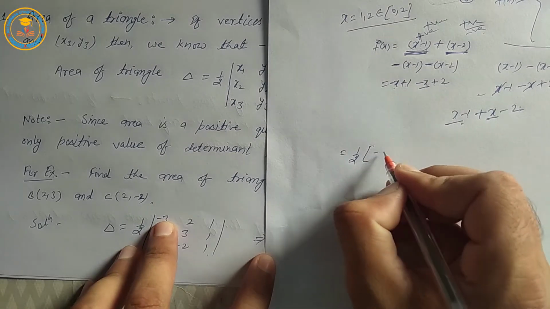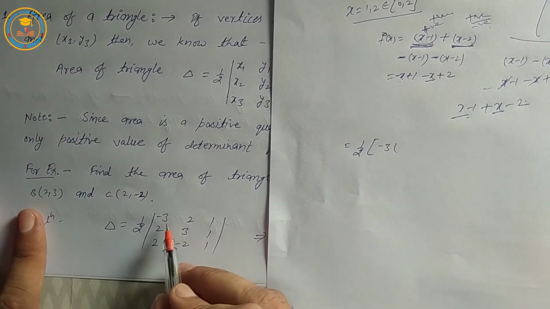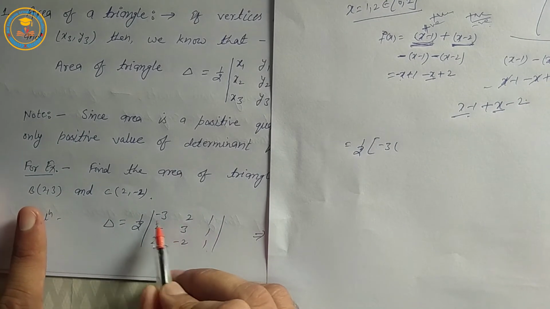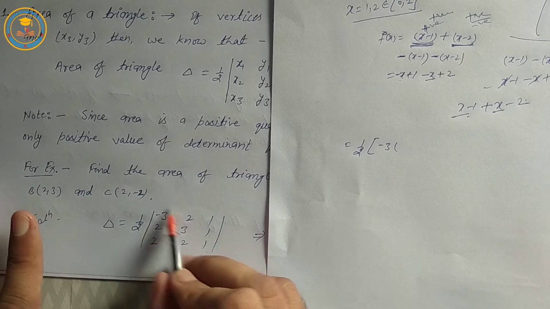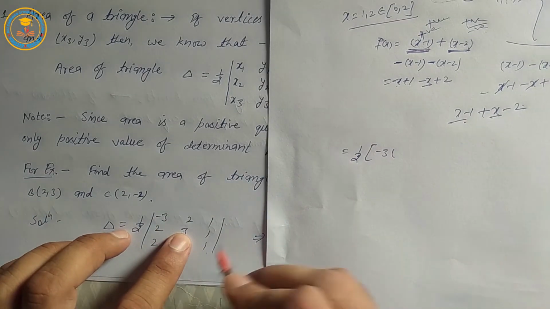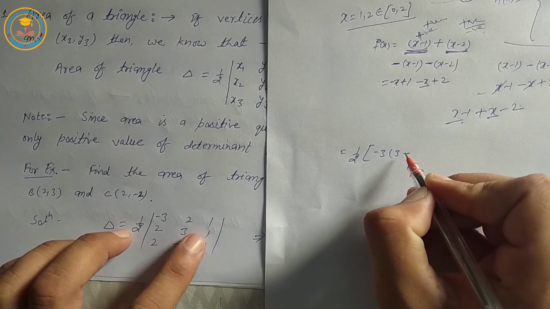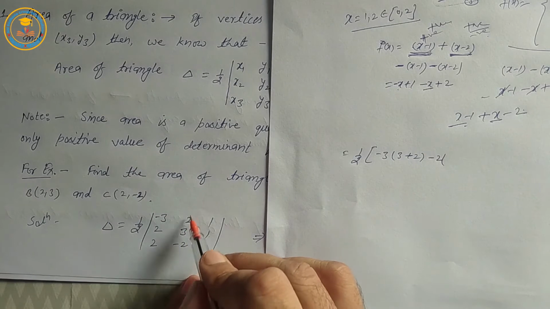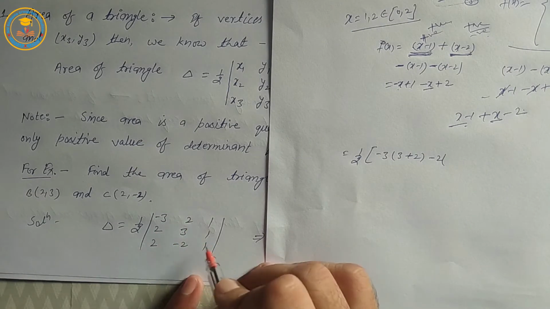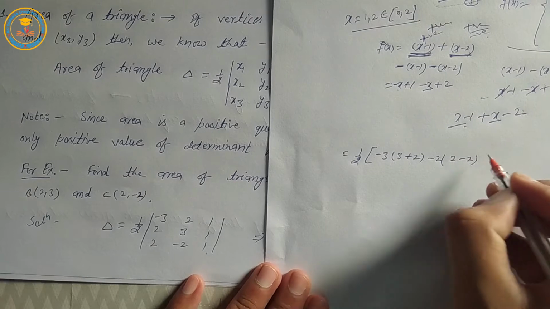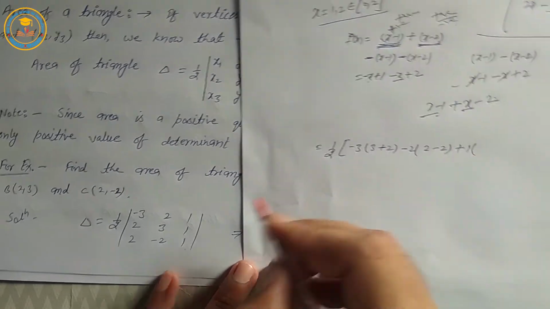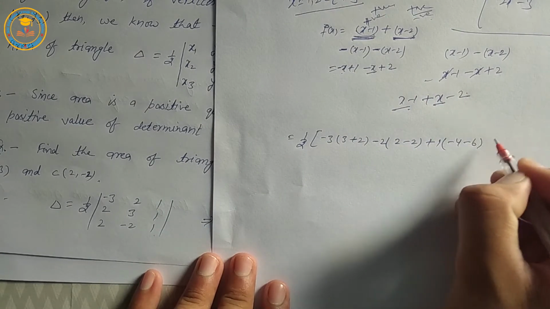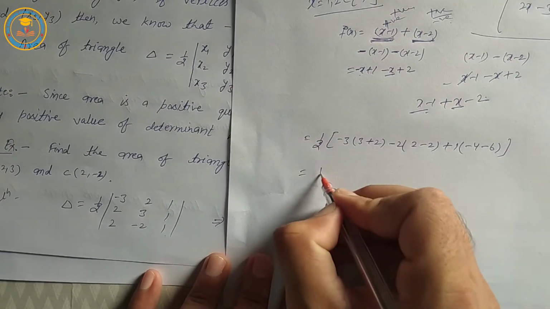Expanding along R1: 1 by 2 into, -3 times the minor leaving the corresponding row and column, which is 3 into 1 minus (-2) into 1, that is 3 plus 2, minus 3 times the cofactor, plus 2 into 1 minus (-2), plus 1 into (-2 minus 4), which is -6.